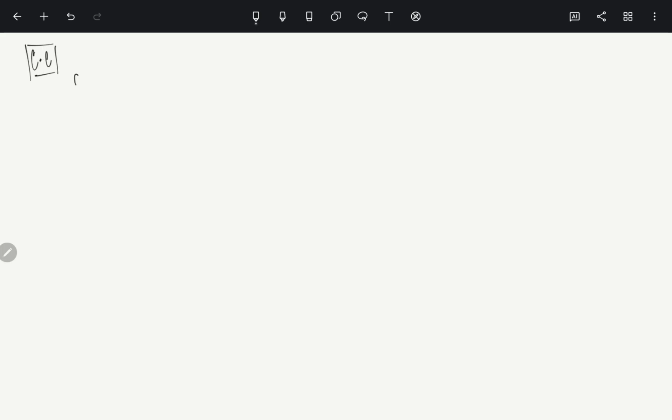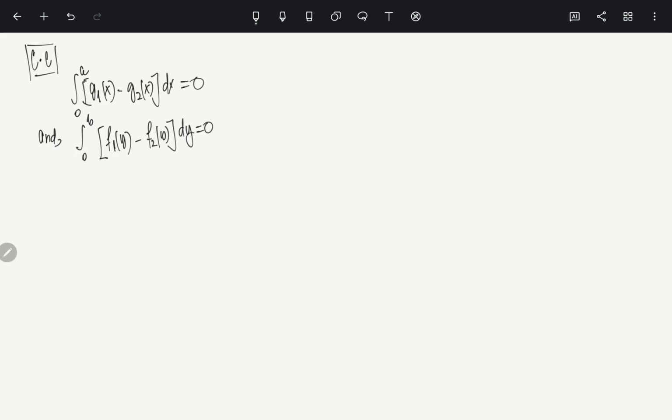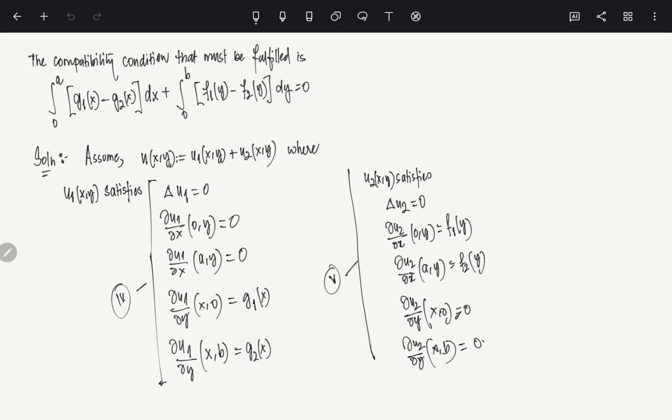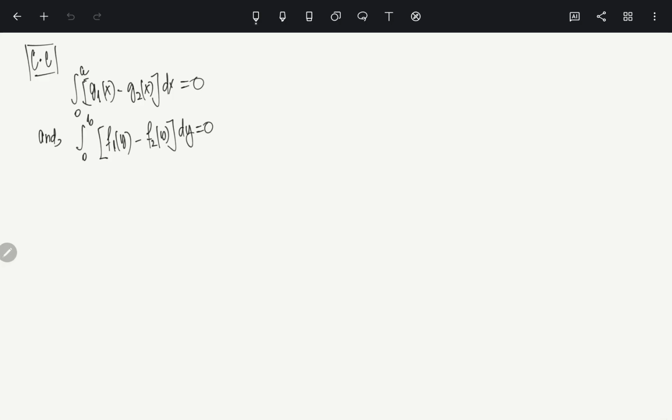The compatibility condition will look like this: the integral from 0 to a of g1 of x minus g2 of x dx is 0, right? And from the second equation, the integral from 0 to b of f1 of y minus f2 of y dy equals 0. Okay, those are the compatibility conditions. Now, if you can find u1 and u2 solving 4 and 5, we actually have a solution. Clear? Okay. So now this is the tricky part.